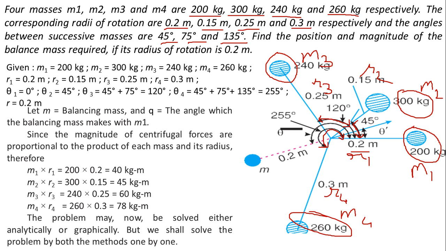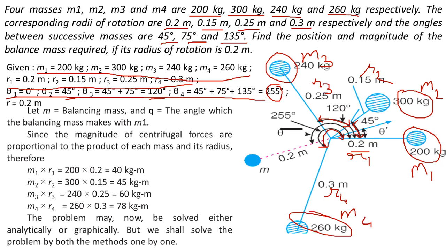Okay, and also they get the angles. So from the data you get all the masses M1, M2, M3, M4, then R1, R2, R3, R4, and even the angle theta you will be getting. Initially the first mass will have 0 degree, then from the plane it is 45 degree for the second one, then the third will be 45 plus 75, then the fourth will be 45 plus 75 plus 135. So that is 255 degree, the fourth one.